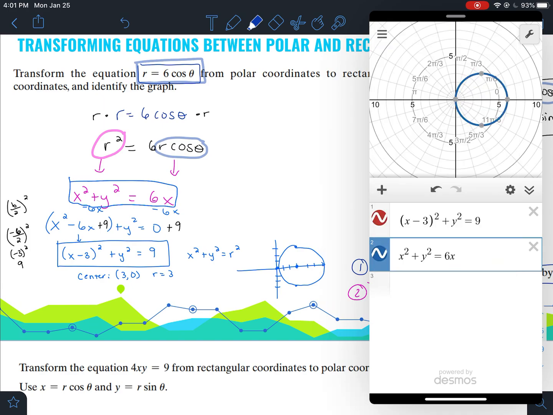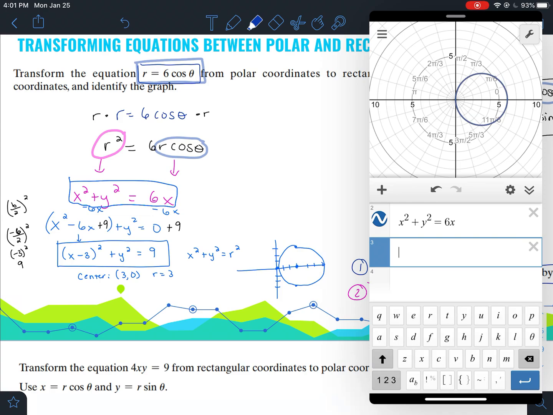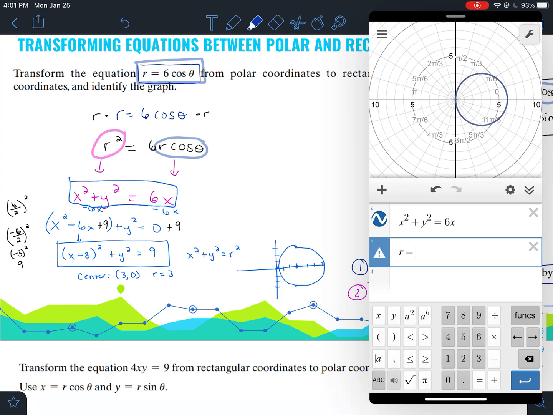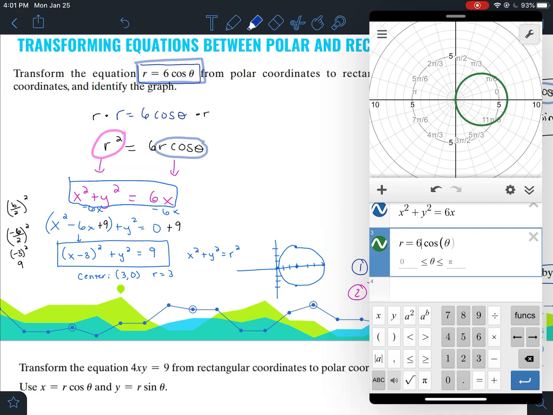So if you go back to the graph, notice we're in polar form, and it'll keep the original graph that we had of the circle. But if I did this, we're going to do r equals cosine, and then go to the ABC, and you have a theta button. It's right next to L, underneath the P. And then notice, oops, it's 6 cosine. And notice it's the exact same graph.